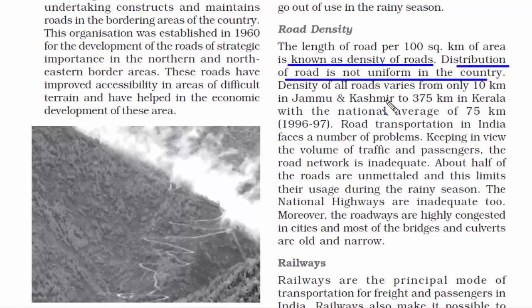A classic example is how road density in Jammu and Kashmir is 10 kilometers, and then in Kerala you have 375 kilometers. You could very much figure out the geographical barriers that both the states have. And moreover, the roadways are highly congested in cities, and most of the bridges and culverts are old and narrow. So yeah, this all adds to the problem of the road network in India.